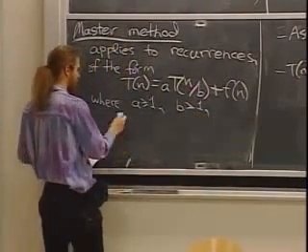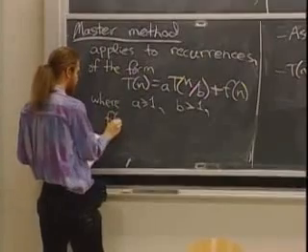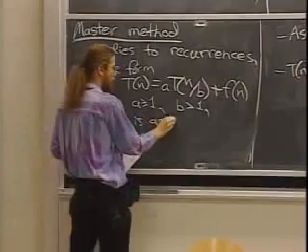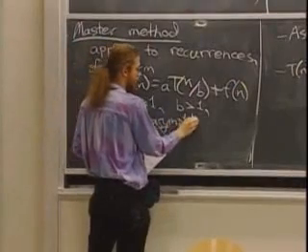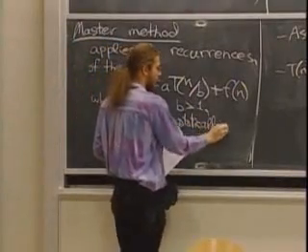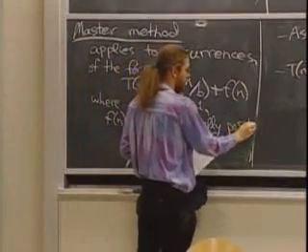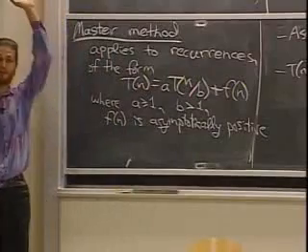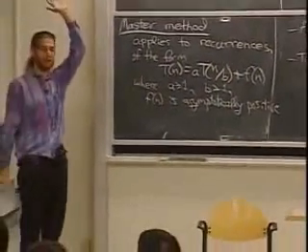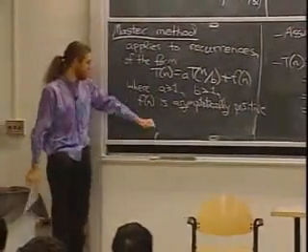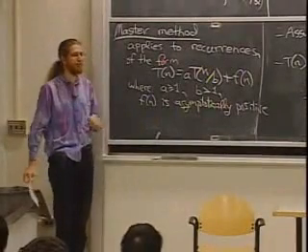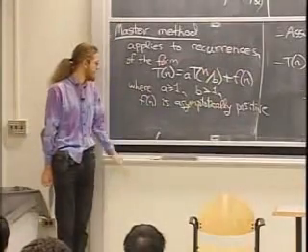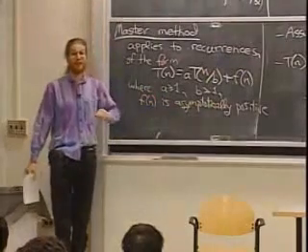And f should have some nice property. f of n should be asymptotically positive. So how many people know what asymptotically positive means? No one. Okay, you haven't read the textbook. That's okay. I haven't read it either, although don't tell Charles. And he'd notice. And what might you think asymptotically positive means?